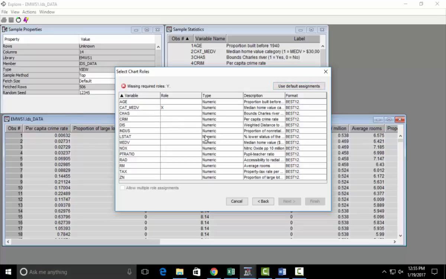So if we select cat MEDV as the x value, and remember this is category MEDV with 0 or 1, you will have the box plot plotted separately, once for 0 and once for 1. And let's look at the numeric variables and industrial.